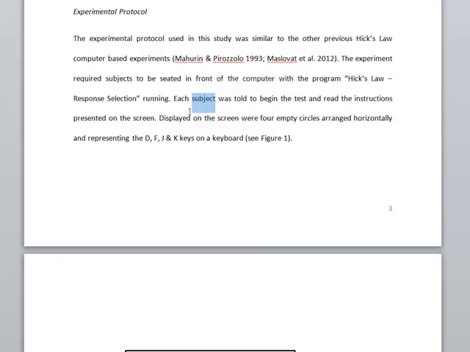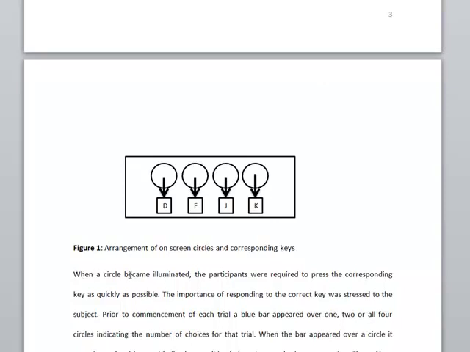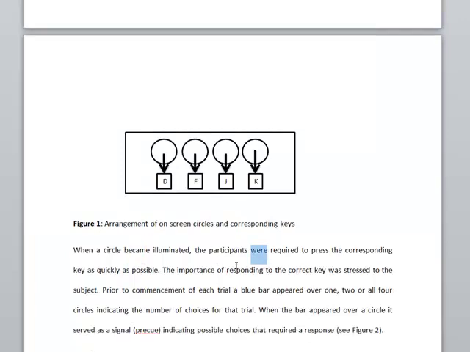The other important element was the past tense. So the subject was told, as in it's already happened. Often when you're reading experiments, you're basing it on something you did at the time, or maybe it's written in your lab book, and they're written in different kinds of tense. Often when you get instructions, it'll be written as in this is what you need to do. Past tense means it's already been done. So when a circle became illuminated, like it's already happened, the participants were required, which means they've already done it. You're writing as if it took place on a previous occasion.